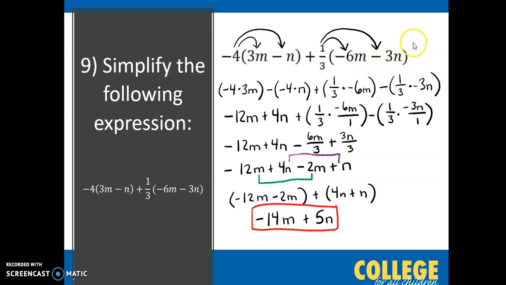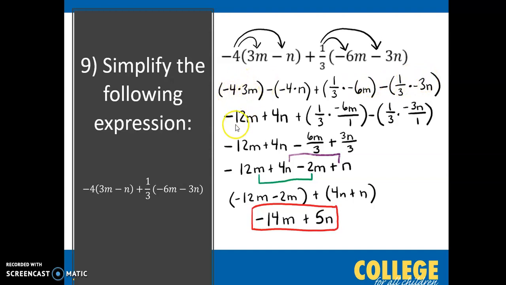So whenever we have parentheses, I automatically know that I'm going to have to use the distributive property here, because there's no plus or minus in between the number and the parentheses. So I have to say, okay, negative 4 multiplied by 3m and then negative 4 multiplied by negative n. And then on this side, the same thing: 1 over 3 times negative 6m, and then 1 over 3 multiplied by negative 3n. So I wrote out all those separate groups right here.